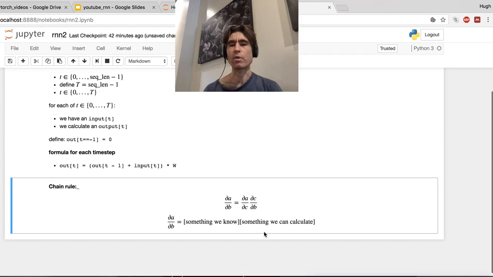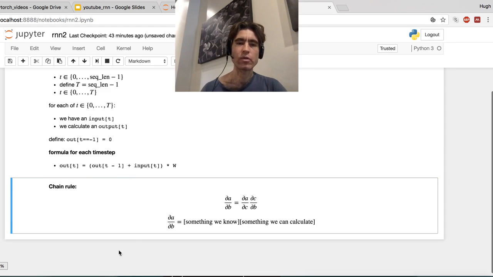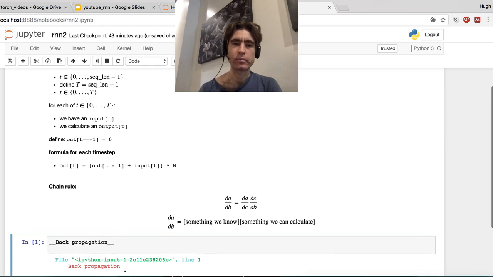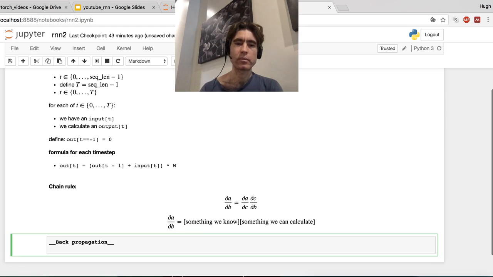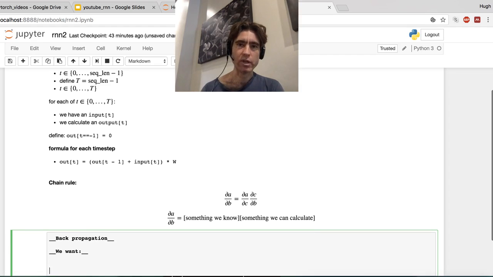Yeah, all right. So basically, the partial A, partial B. We're using this rule because we don't know this. Partial A, partial C, generally this is something we know for whatever reason, and partial C, partial B is something we can calculate. In practice, for our own purposes, for the back propagation, what do we want? We want the partial derivative of the output of the network with respect to the weights. Okay? So we want this.